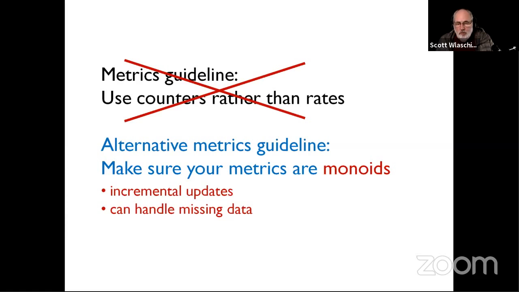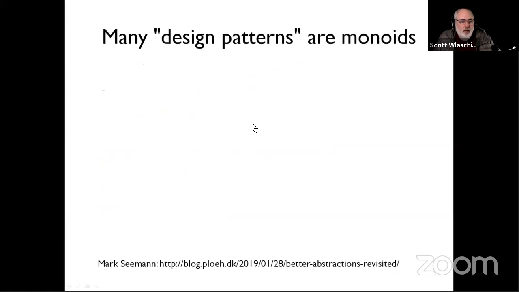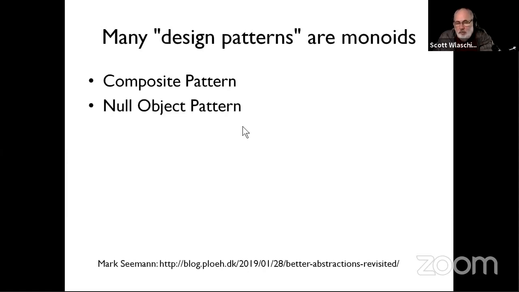Once you understand what a monoid is, a lot of things become simpler. There are a lot of design patterns here. Mark Seemann had a whole blog series about this. The composite design pattern, where you combine two things to make another thing, is a monoid. The null object pattern, where rather than working with nulls you have a special object that doesn't do anything, is the identity of a monoid. You can combine a null object with a normal object and it still works.